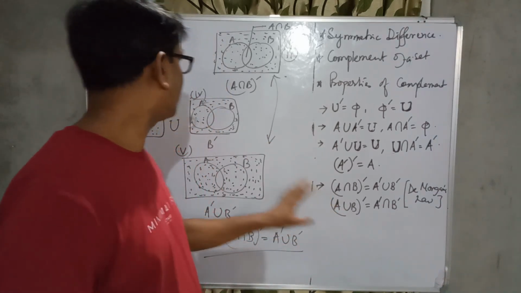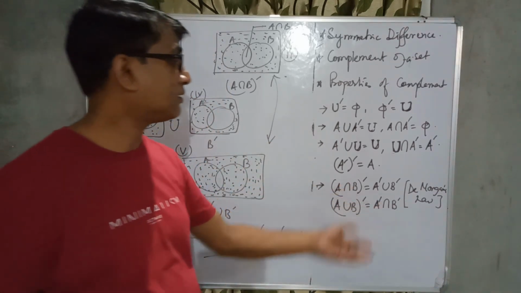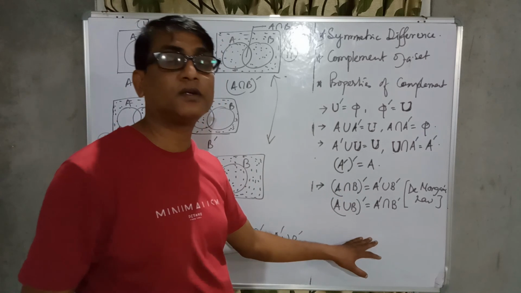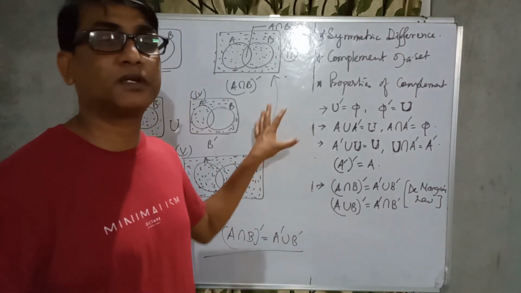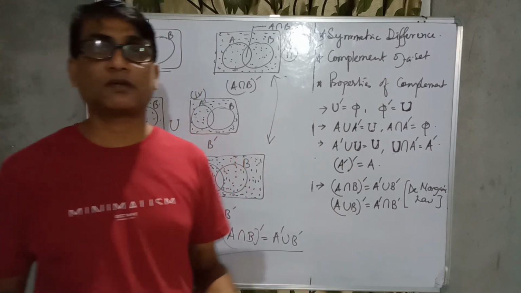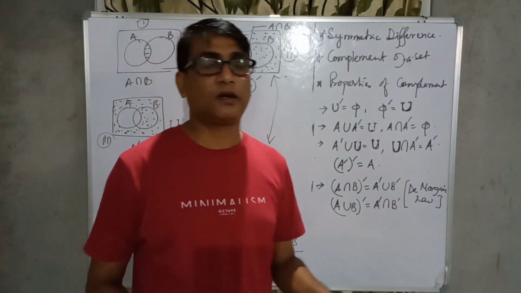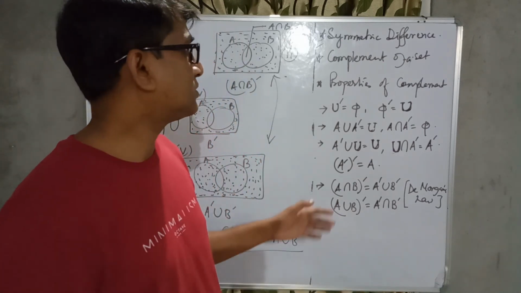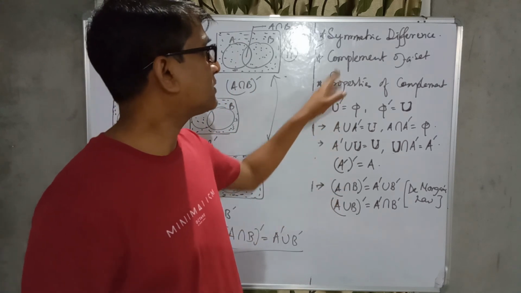So in this way you can prove De Morgan's law. I have proved just one, and you can prove the other one. There are two De Morgan's laws, so you can prove it yourself with the help of Venn diagrams, or you can take the help of some examples. Okay, so this is the end of today's class.